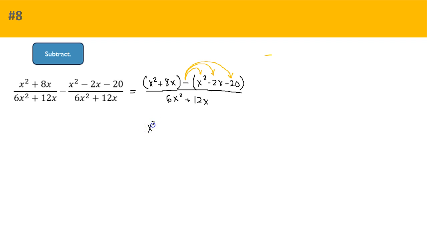to its opposite sign. So we have x squared plus 8x minus x squared plus 2x plus 20 in the numerator. And in the denominator, we get 6x squared plus 12x.